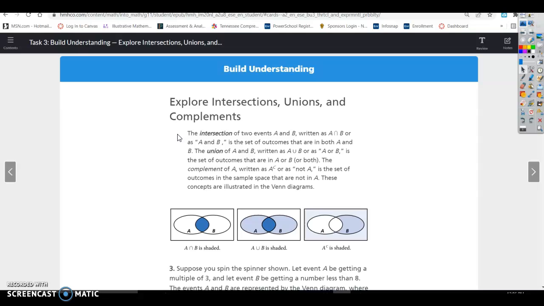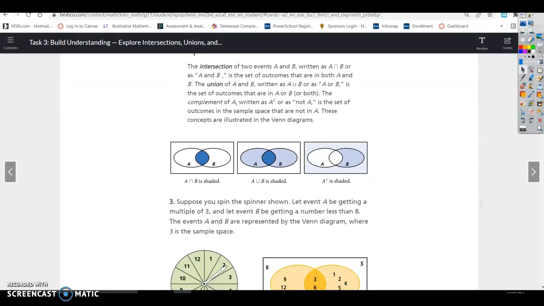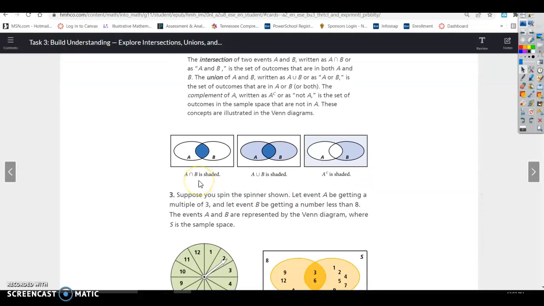The complement of A, written as A raised to the C, or as not A, is the set of outcomes in the sample space that are not in A. These concepts are illustrated in the Venn diagram. All right, so this does make it easy to see. So if you have an intersection, it's only the part that overlaps, that intersects. That is the solution. So all points inside this area would represent A intersect B.